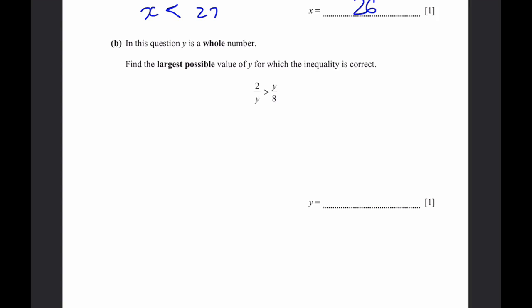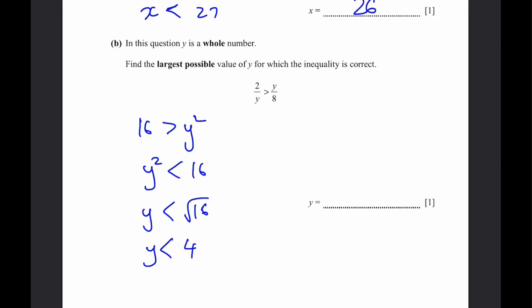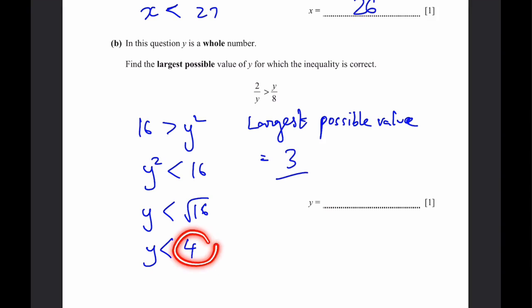That's the answer. B, in this question, y is a whole number. Find the largest possible value of y for which the inequality is correct. Bringing 8 to this side and y to this side, 8 squared, which is 16, is greater than y squared. y squared is less than 16. y is less than root 16. And y is less than 4. So, once again, the largest possible value is equal to 3. Because it's less than 4, it cannot be equal to 4, but then it's a whole number as well. That's the answer.